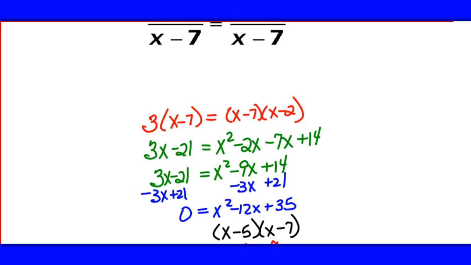Okay, so I cross multiplied, and I wrote this out for you. I did the distributive property right here, and used FOIL here. Realized this was a quadratic.